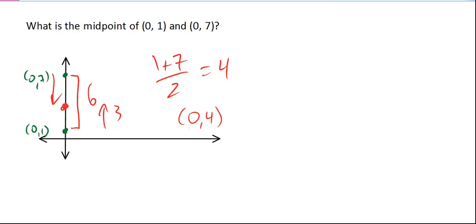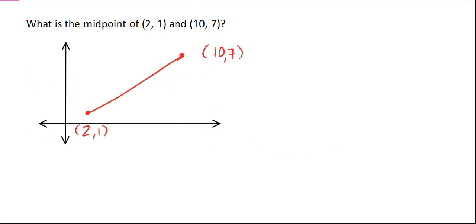The question is, what happens if I'm not moving straight up and down or straight horizontally? What if I have 2 points that form a segment like something like this? Okay, so we're going to look at the segment joined by the points (2, 1) and (10, 7). But the idea should be simple here. We just want to combine what we've just done.